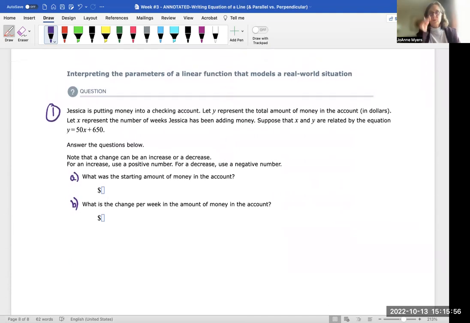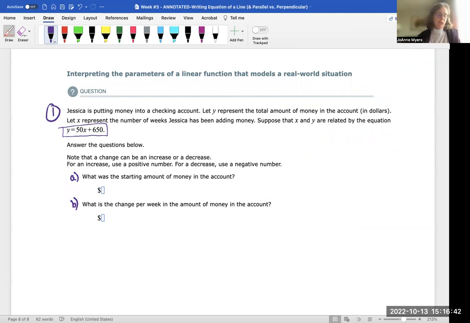Word problems. Please watch the additional video provided. Jessica is putting money into a checking account. Let Y represent the total amount of money in the account. Let X represent how many weeks Jessica's adding the money. Suppose X and Y are related by this equation: Y equals 50X plus 650. Well, that means she's got $650 originally in the account. When X is 0, at week 0, 0 times 50 is 0. The Y value would be $650. Then every week she's putting $50 into the account.